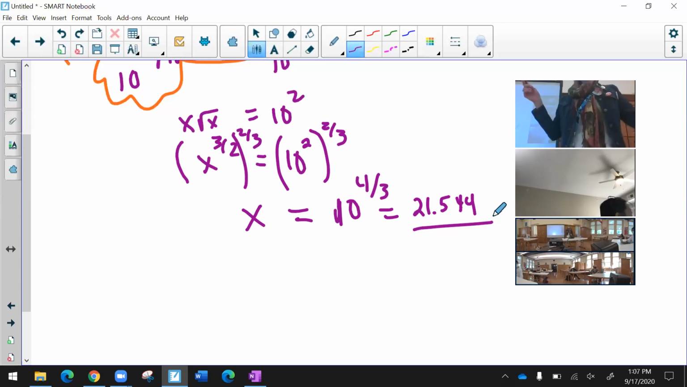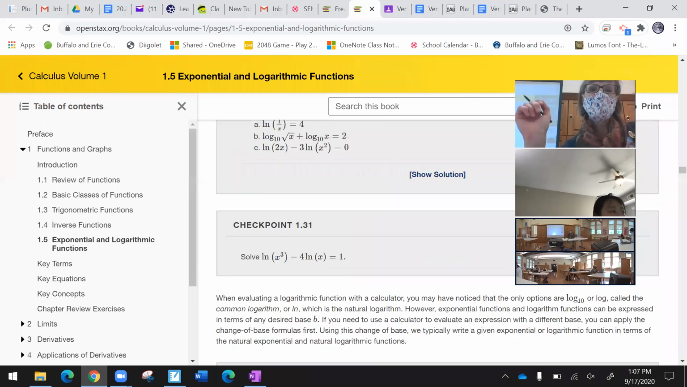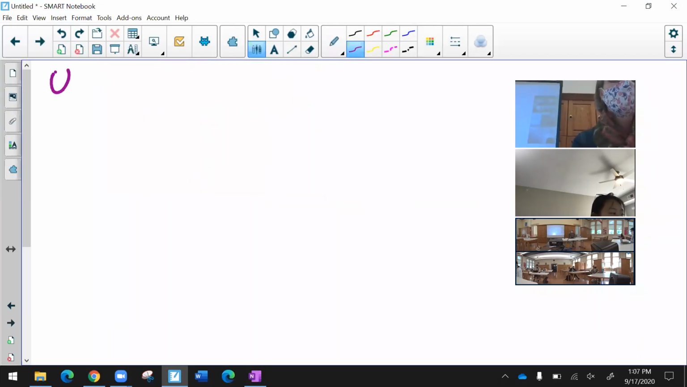Kim, 1.31? Checkpoint? Yeah. All right. Right there. So checkpoint 1.31. Okay. So I got to where you did. I'll wait till you.